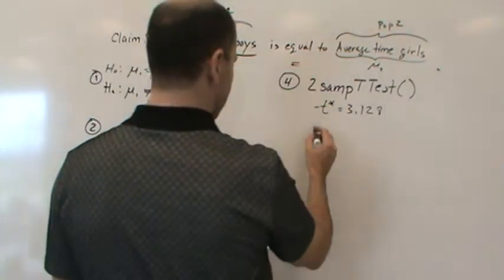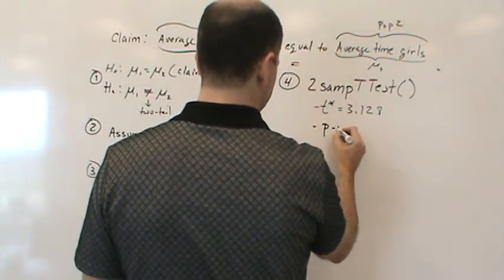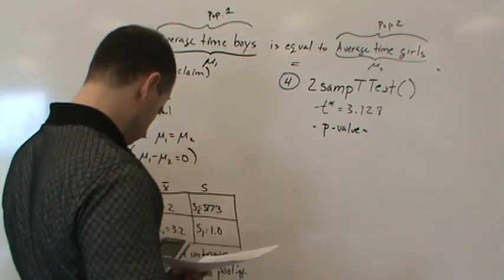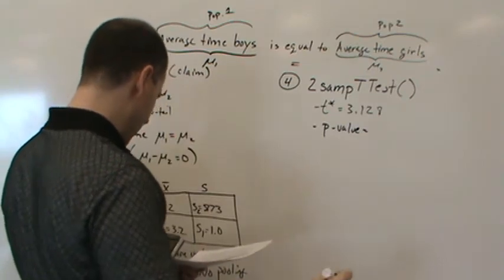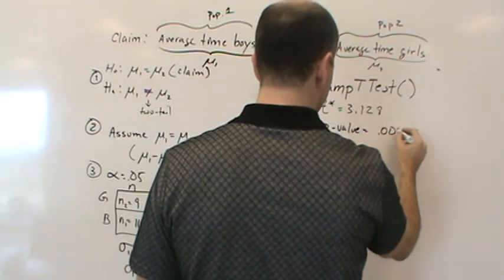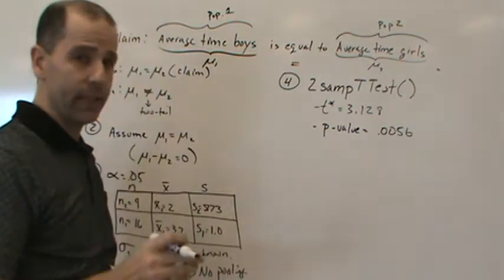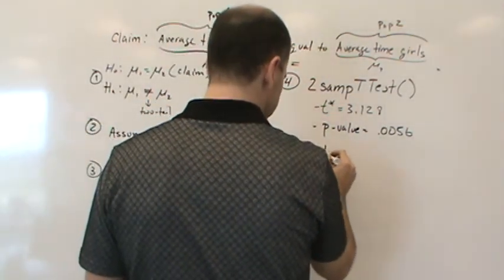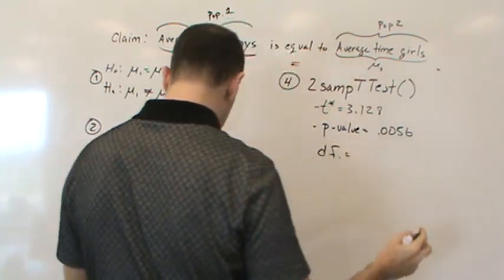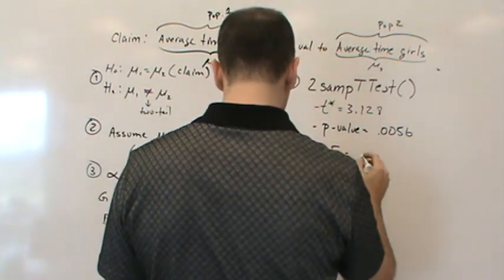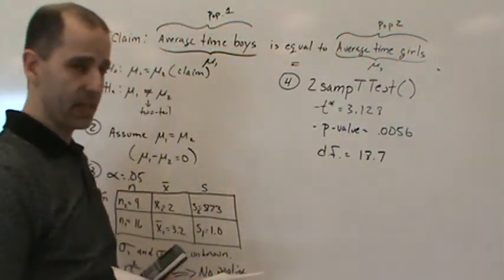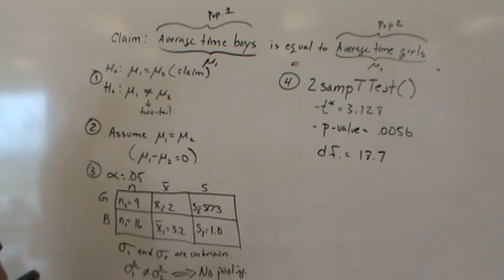Okay, now let's look at the p-value. So p-value is equal to 0.0056. So a little bit different. Why is that? Well, the degrees of freedom turns out to be 18.726, so approximately 18.7. So that's the degrees of freedom.